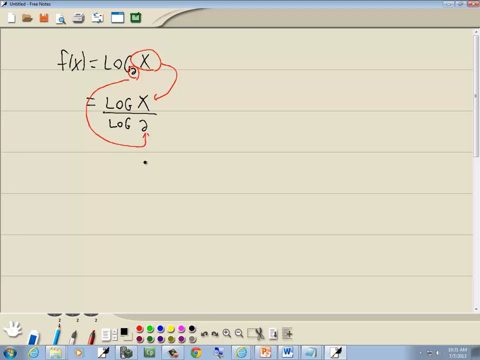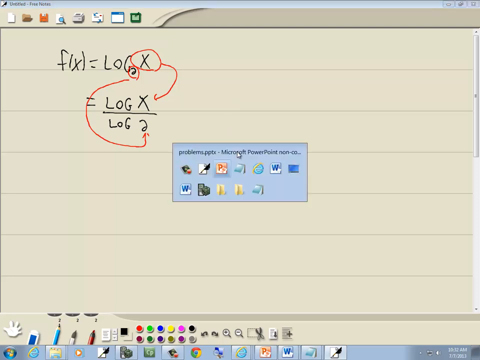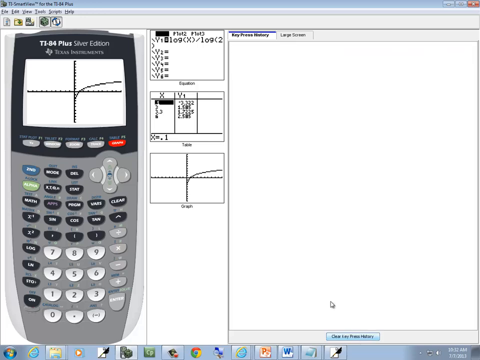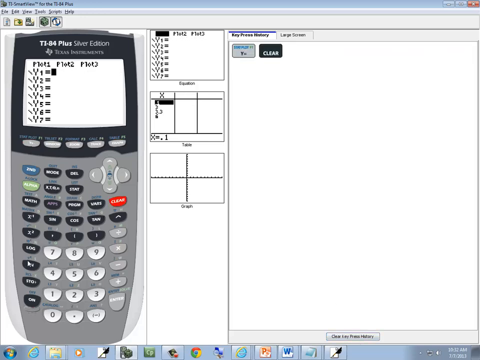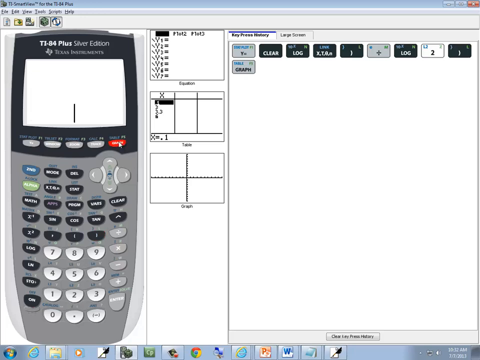Now the benefit is we just rewrote it in terms of base 10, which we do have a base 10 button for. So let's go graph this. Press y equals, press clear. I'll do log x, closing parentheses, divided by log 2, closing parentheses, and then graph. Now this is what our basic function looks like. It passes through x equals 1, it looks like.